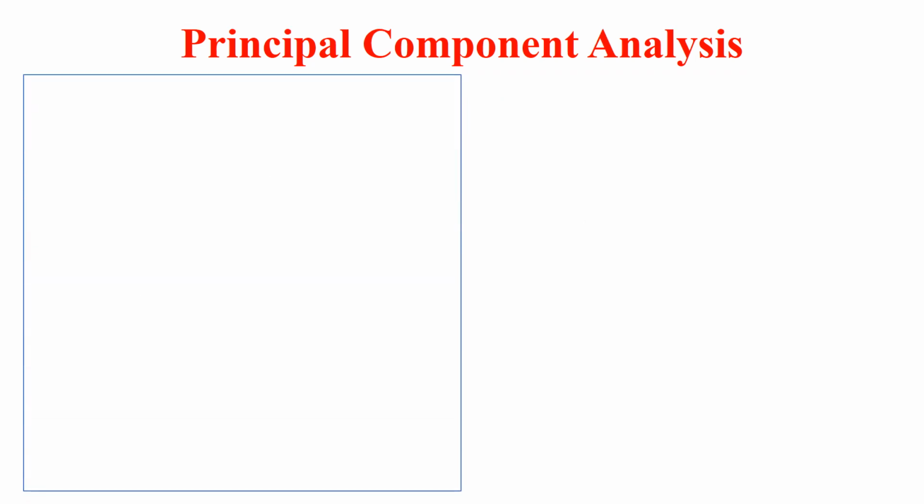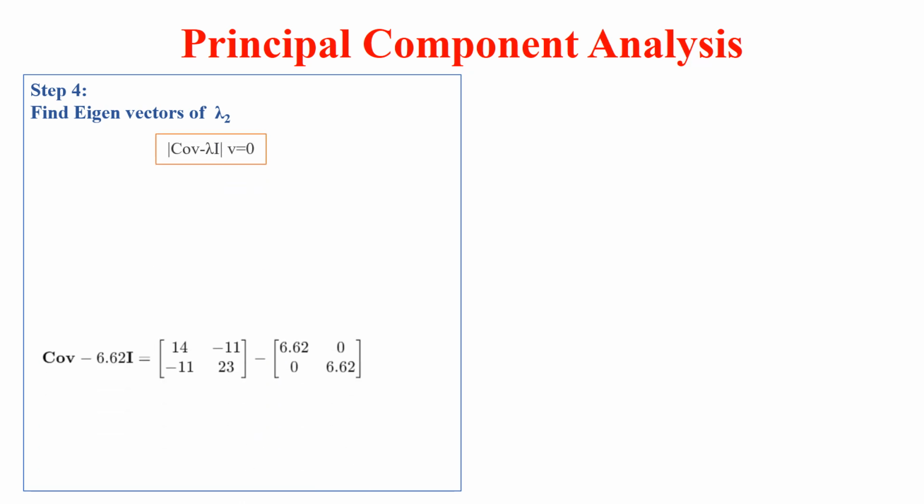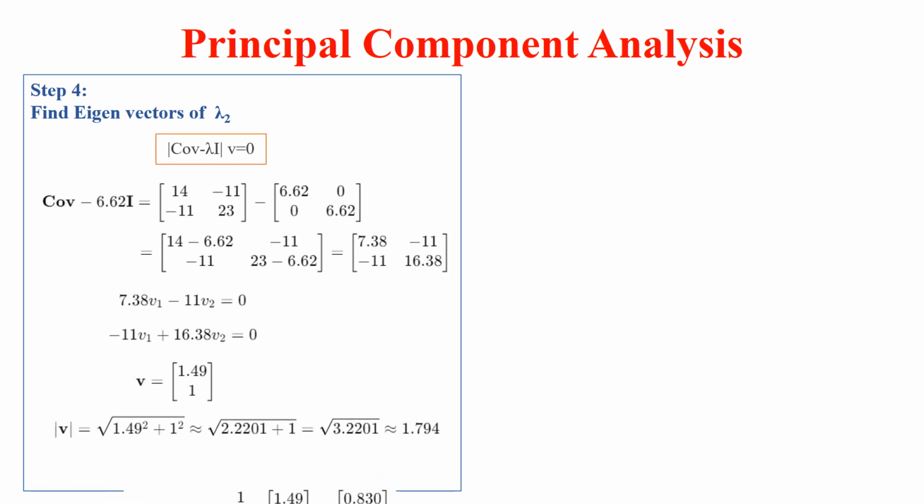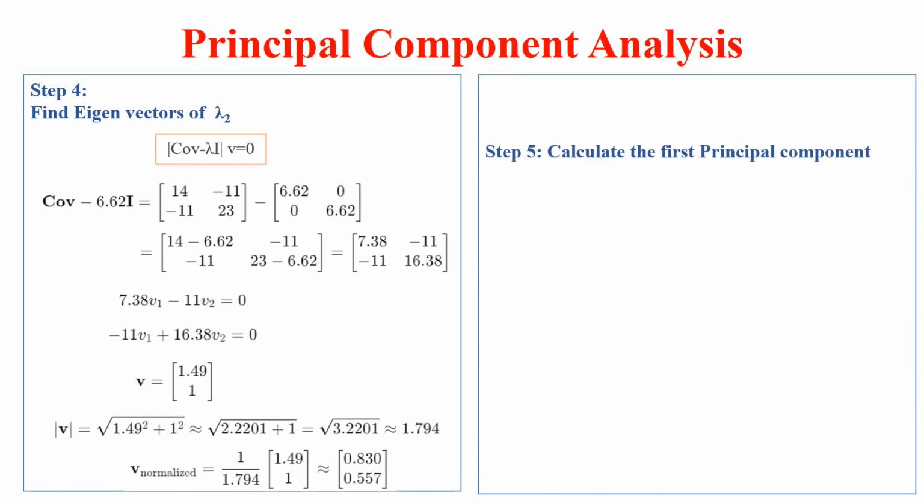To calculate the first principal component, we need to compute the eigenvector from the largest eigenvalue. That is what we have done previously. But the eigenvector of lambda 2 is not sufficient here, but still I just want to show the calculations. It's the same as that of the previous one.